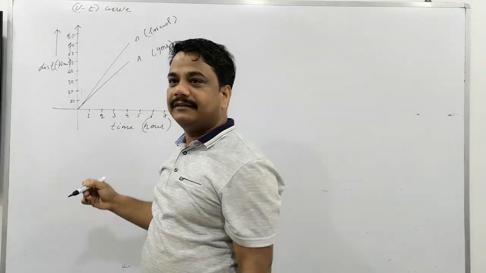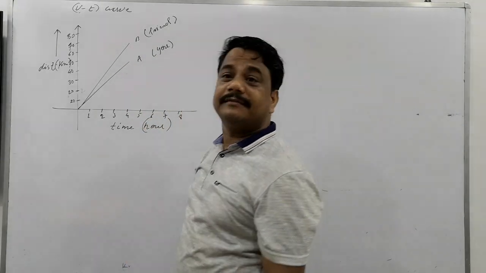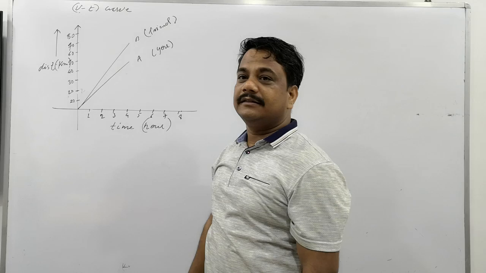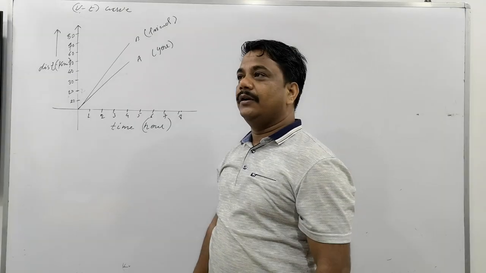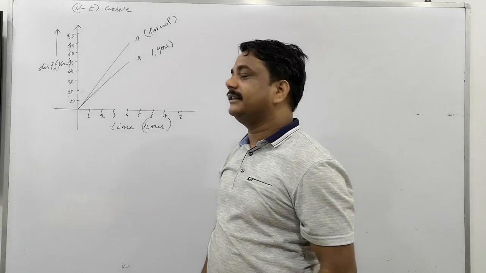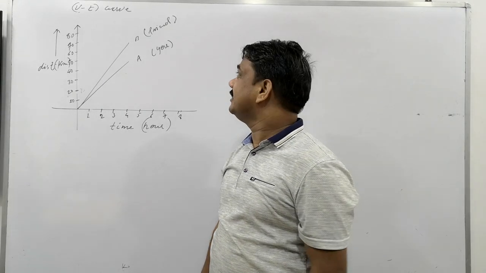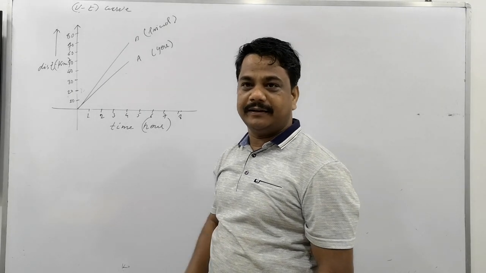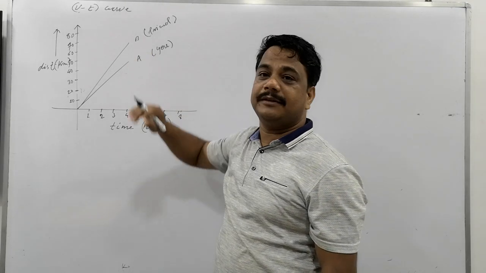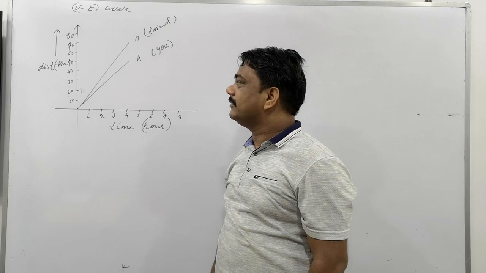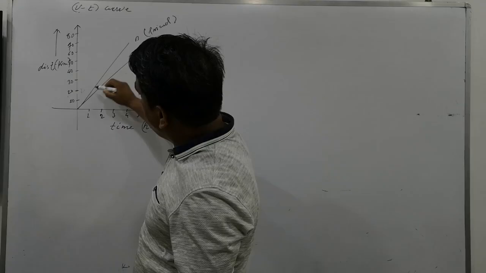So what does this mean? Whose slope is more than the other? The friend's. Obviously the friend's slope is more. If I ask who is moving faster, obviously the friend is moving faster than you. It means A is moving slower than B, and B is moving faster than A.